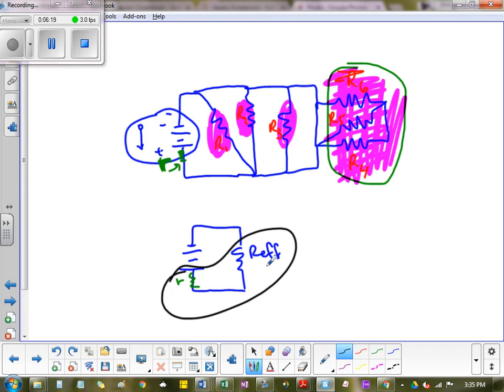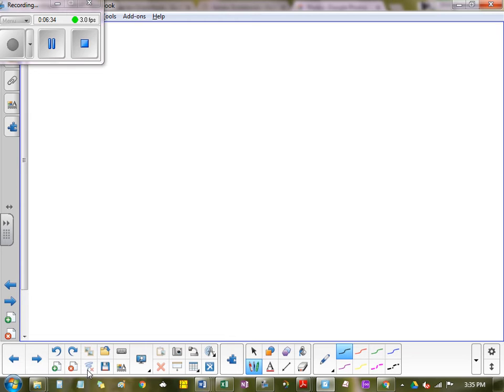And for these, this is in series, so you don't use any fancy addition. You just add r and R together. So the combined resistance is really just little r plus big R effective. All right, so that's the first thing. Don't be deceived by what looks like a multi-loop circuit.